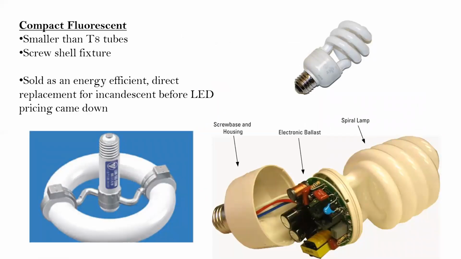The other category we have of fluorescent is compact, and these have by far become less and less used, and that's because LED pricing has pushed them out of the market. It has a ballast in it, and it's a linear tube that's been bent into a spiral. They're very hard to dispose of in the residential market, which is really what these were predominantly aimed at because they had an Edison base to them.